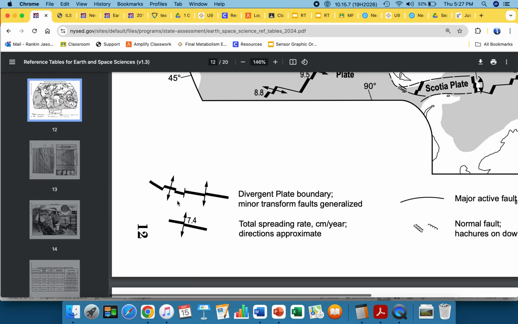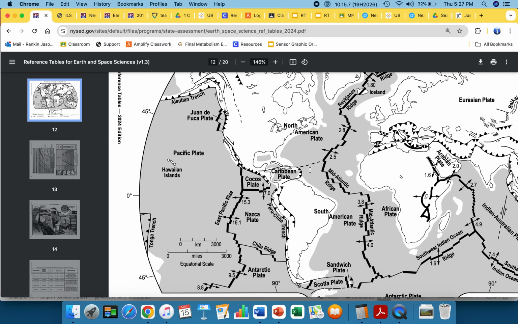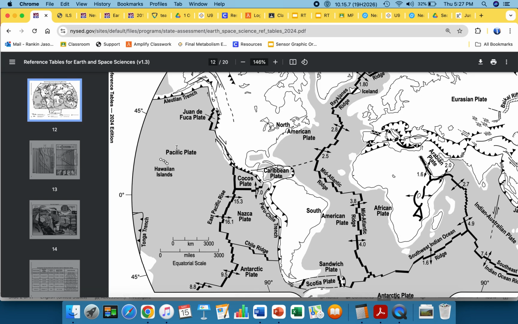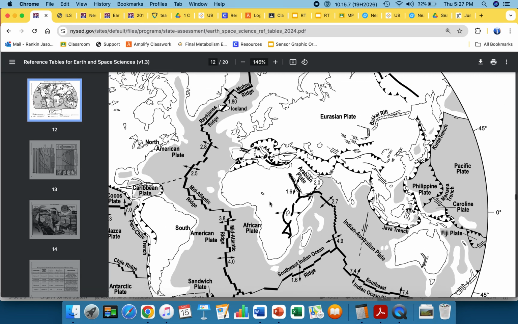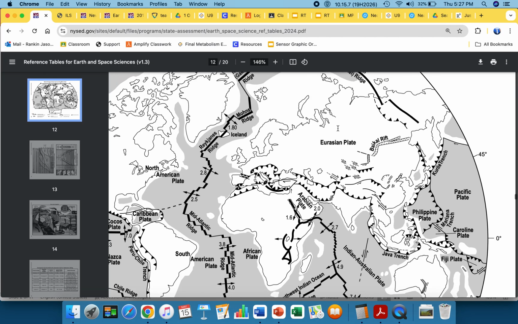All right, like for instance, we live on the North American plate. There's another big plate south of us called the South American plate. We have smaller plates like the Caribbean plate, the Cocos plate, and the Juan de Fuca plate. We have a big plate, the Pacific plate. Another big one, the African plate. Another really big one, the Eurasian plate, Europe and Asia together.